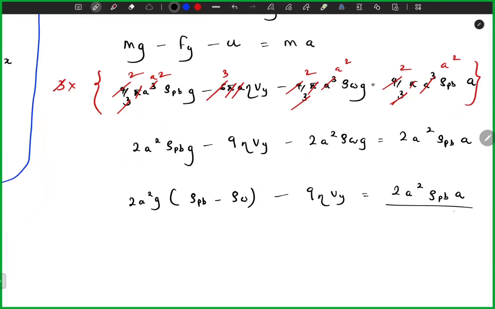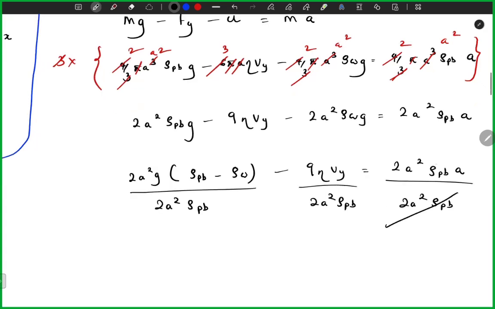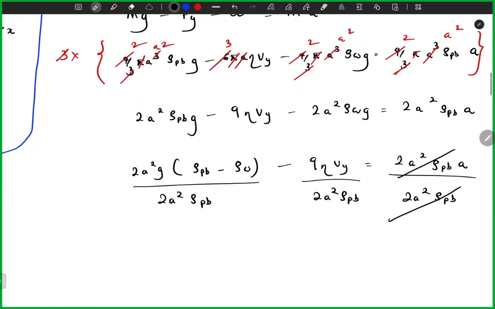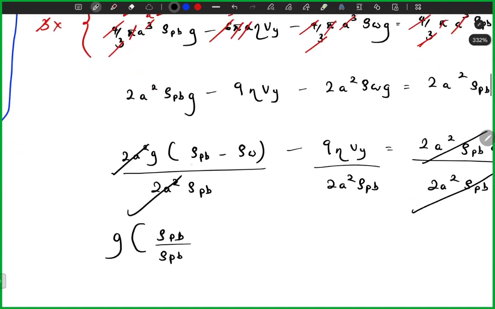Now I'm going to divide by what? 2a squared rho pb, 2a squared rho pb. What do you see? This entire term cancels off. Okay, and then this cancels off with this. But then g rho pb over rho pb. I'm simplifying this because some of you may be having trouble with simplification. So you can divide this rho pb by rho pb itself, and rho w by rho pb itself. So then what do you get?